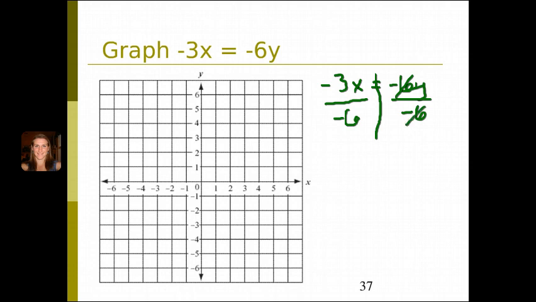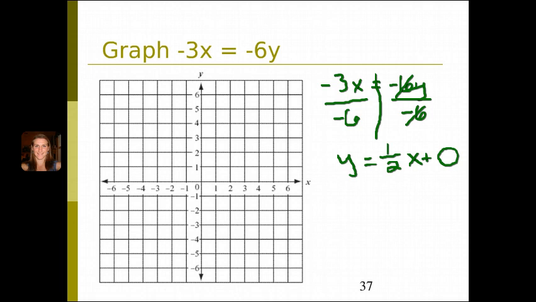So you're left with, and I'm going to flip-flop this, y equals, and negative 3 divided by negative 6 is 1/2, and it's positive x. So now we've got this in slope-intercept form. Well, you'll notice that we don't have anything adding or subtracting the term with the x. Therefore, we're going to start our graph at the origin.